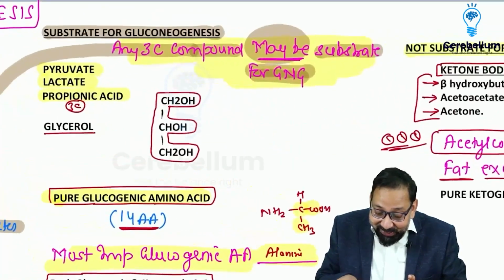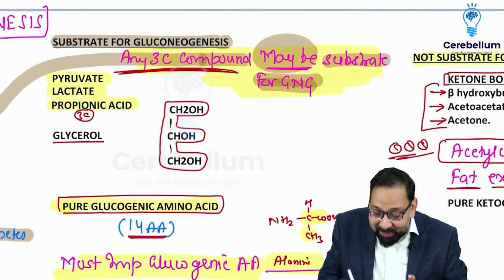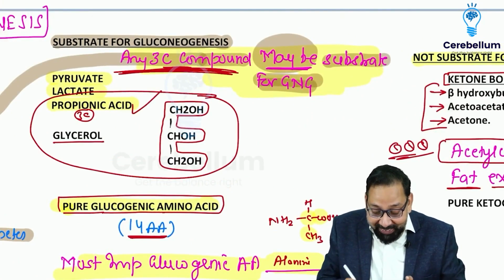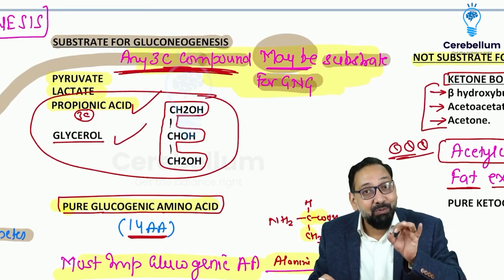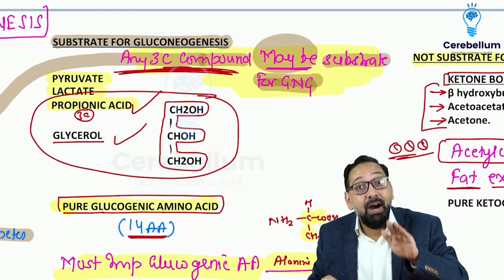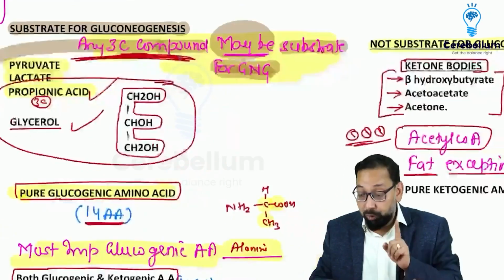Yes, I told you the mnemonic: any 3 carbon compound may be a substrate for gluconeogenesis. Propionic acid and glycerol are substrates for gluconeogenesis. Otherwise, fatty acids and fat are not substrates for gluconeogenesis.